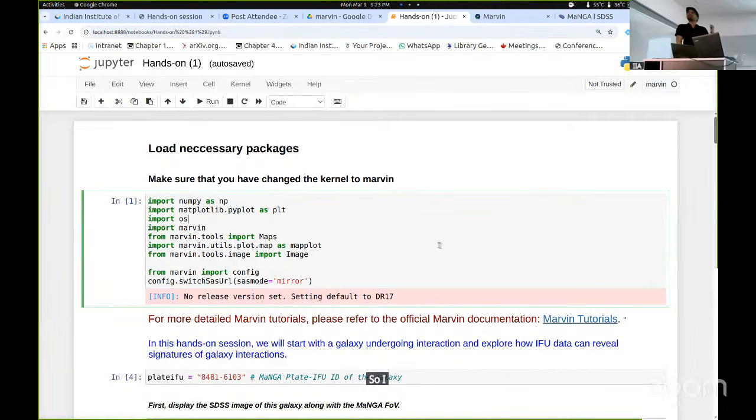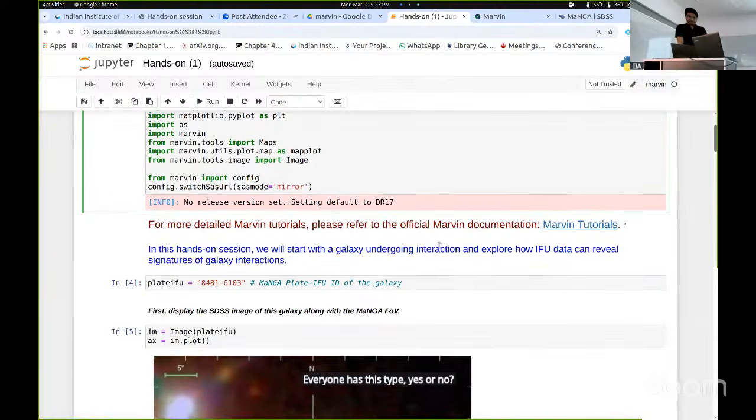So I hope everyone has that file or not. Yes? Everyone has this file, yes or no? Is it also file? Yes. Okay.